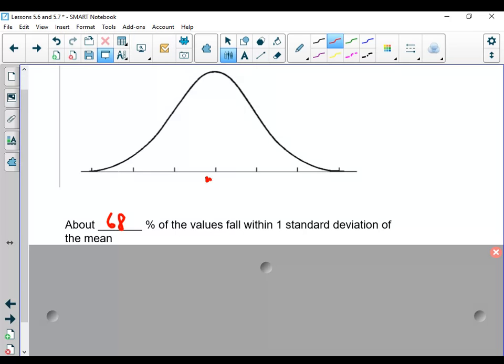So if my mean is here in the middle, what that means is if I go one standard deviation to the left and one standard deviation to the right of that mean, 68% of my values will be in that range.